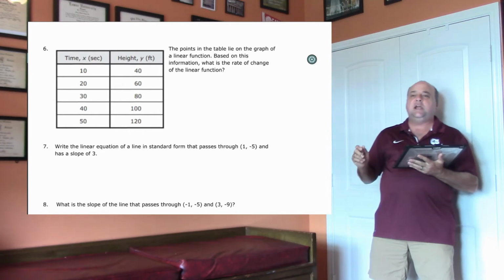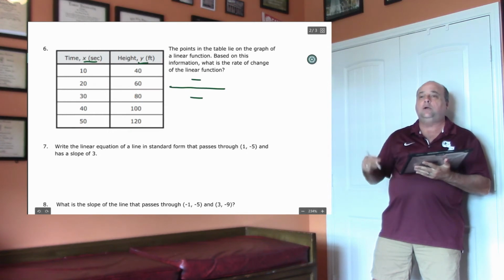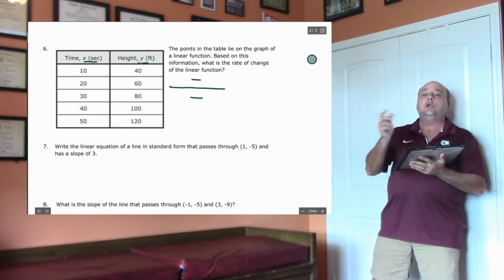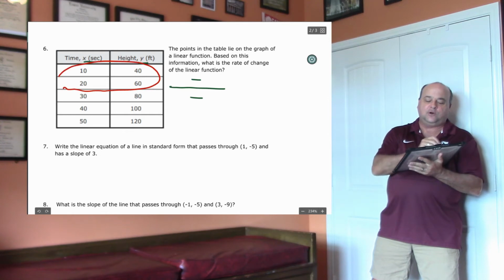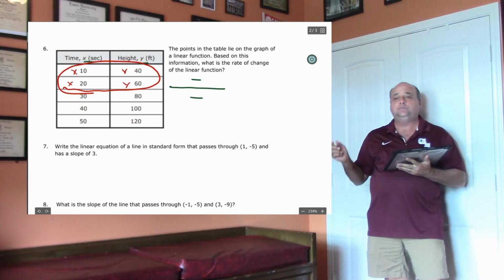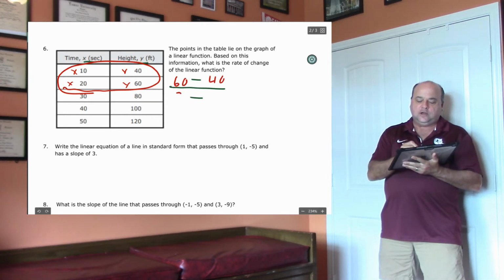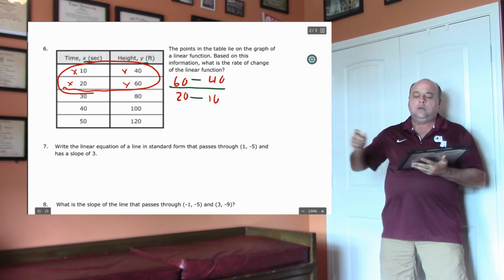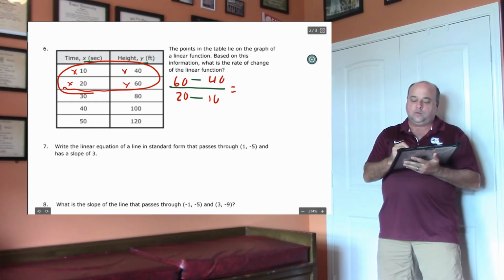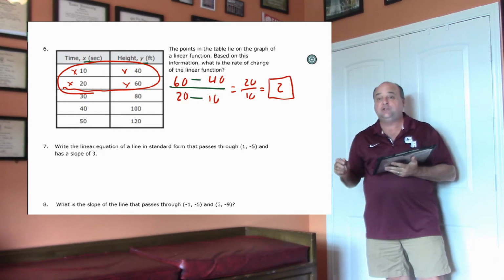Number 6. What is the rate of change of the linear function? And we're going to do y over x, right? So we're going to do y2 minus y1 over x2 minus x1. You can pick any 2. I usually pick the first 2. So this is going to be y and y. This will be x and x. Y'all with me? So we're going to put 60 over 40 and 20 over 10. Do 60 minus 40 and 20 minus 10. You get 20 over 10, which is 2. So our rate of change, or our m, is 2.